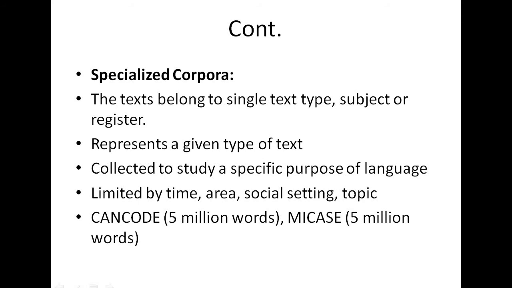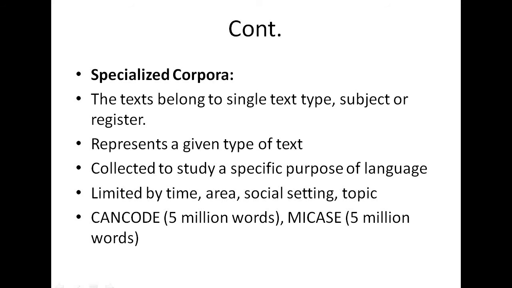It is always limited by time. As I was saying, that I am going to collect the English newspapers published in Pakistan of last 10 years. 10 years means time, limited by time. Of Pakistan, limited by area. And sometimes some social setting or topic may also be the concern of such kind of corpora.